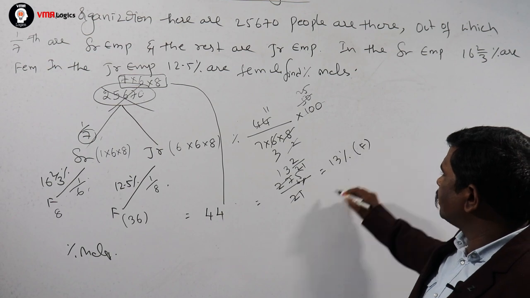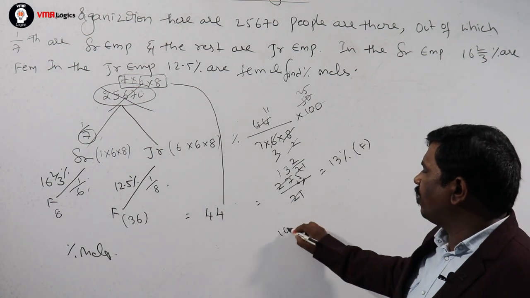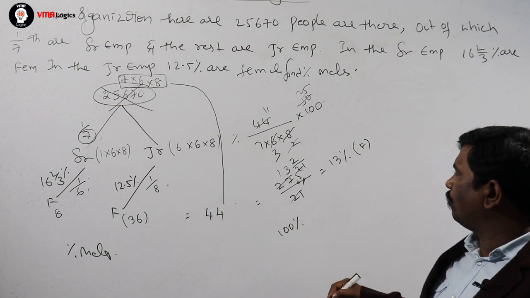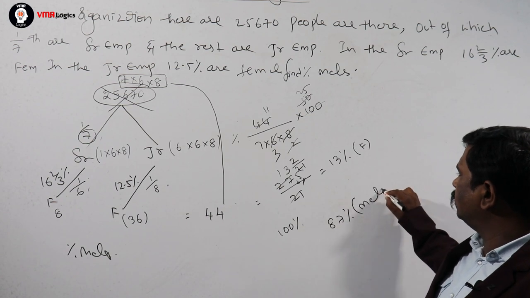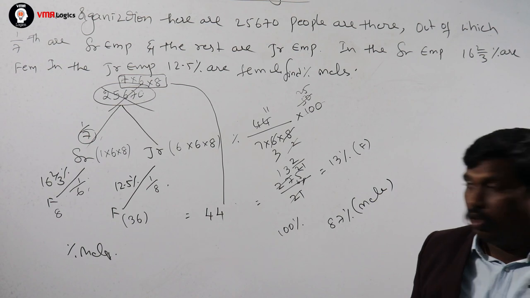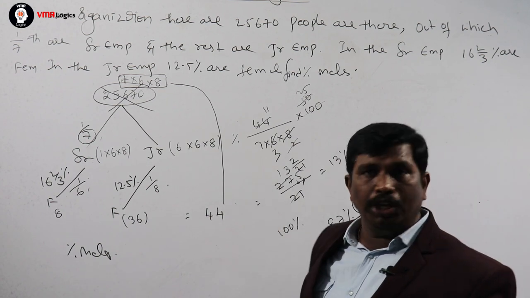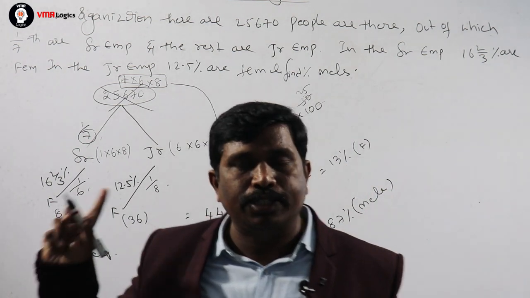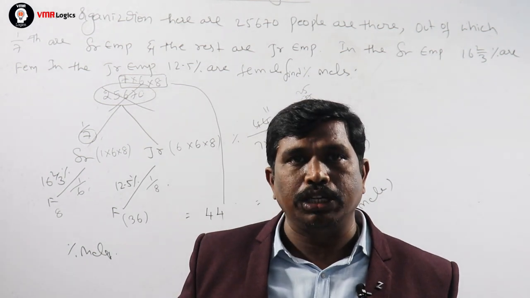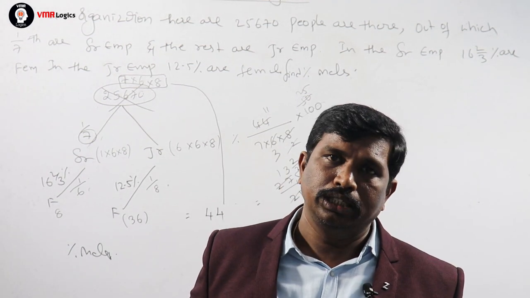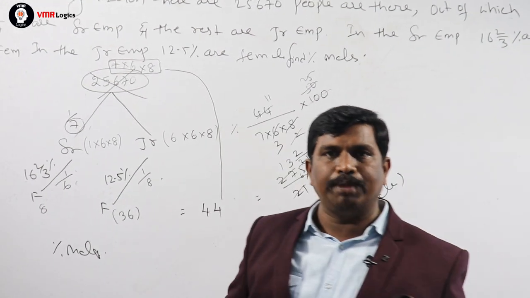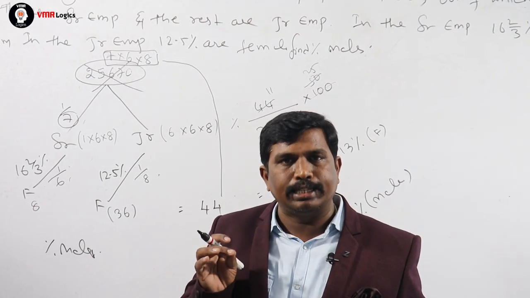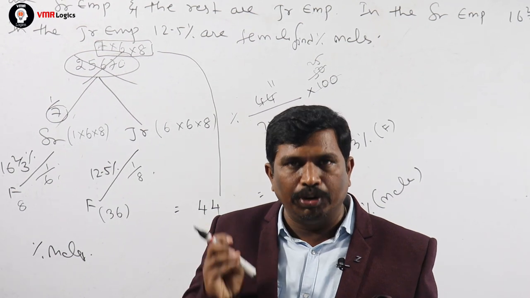I'm not asking for females, I want the percent of males. Out of 100%, 13% are females, the rest is what? 87% are males, this is the answer. Now guys, imagine the same question: if you take the same value and solve it, check how much time you are going to take. So all of you, remember, what are the values given in the examination to you?